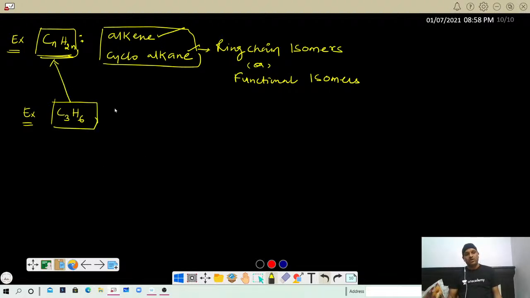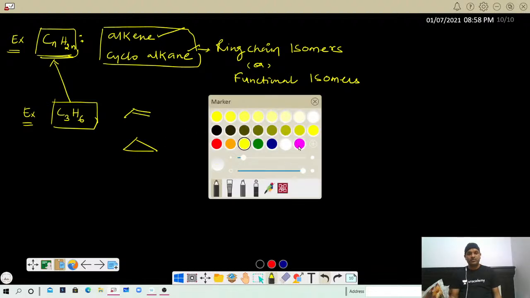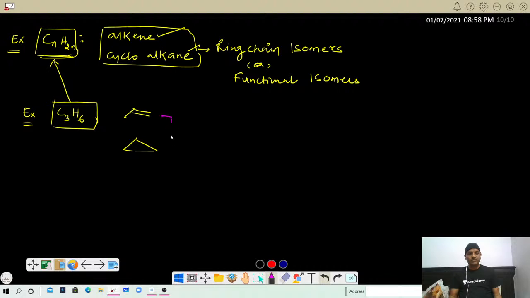Yes. So alkene means 3 carbons, 1 double bond. And cycloalkane, 3 carbons in the form of a ring. Therefore these two are which isomers? Ring chain isomers. So these are examples of ring chain isomers. Understood?